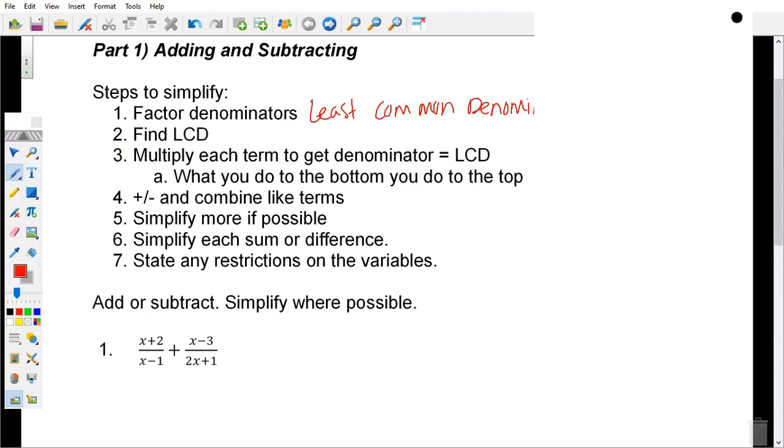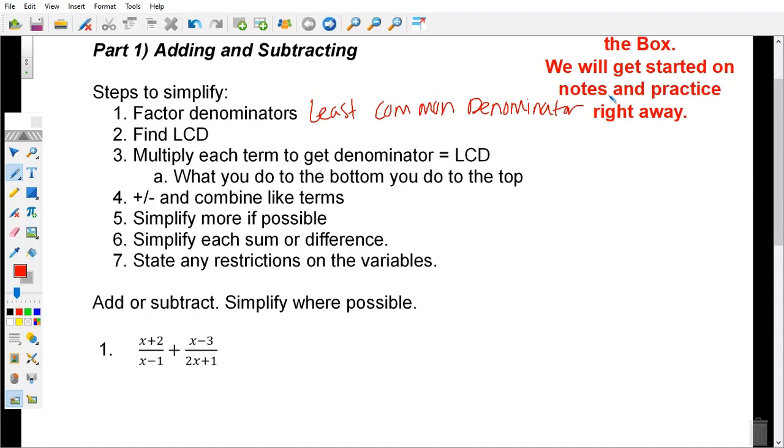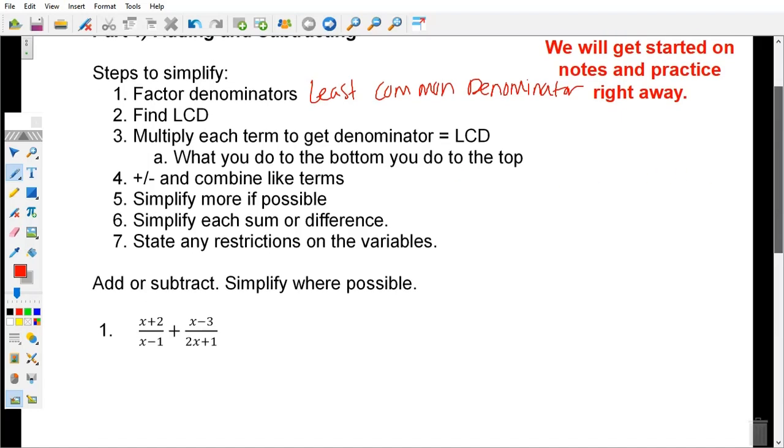So then we're going to multiply each term to get the denominator, LCD. And then remember, what you do to the bottom, you have to do to the top. Because the goal is that you're just creating a one in disguise, right? We're not trying to change the value of the problem. We're just trying to change how it looks. Does it make sense? You're not changing the value, just how it looks, okay? Then we're going to add and subtract to combine like terms. We're going to simplify more if possible, simplify each sum or difference, and then state any restrictions on the variables. So state anything that would make our denominators at any point equal to 0, okay?